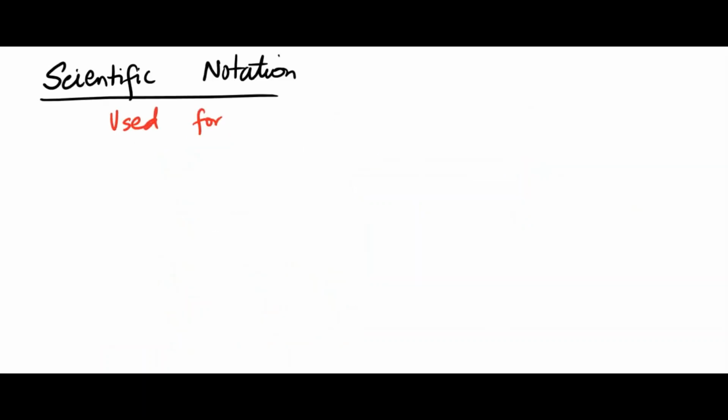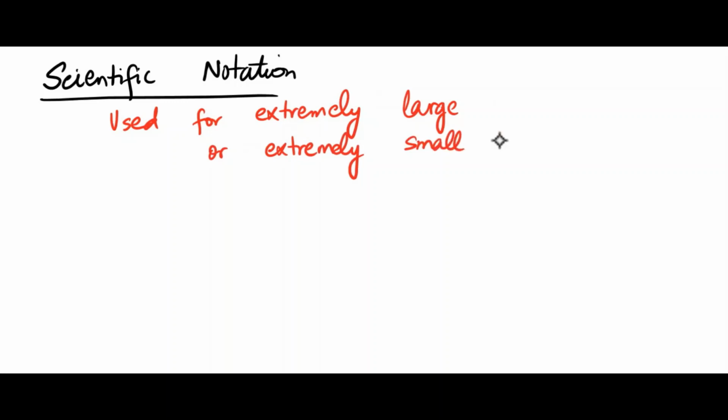Okay, last we're going to look at scientific notation, which is used for extremely large or extremely small numbers. That's what physicists sometimes have to deal with. So in the case of writing a number in scientific notation, we usually represent it as powers of 10. So let's do an example of a large number and see how we can write it in scientific notation.